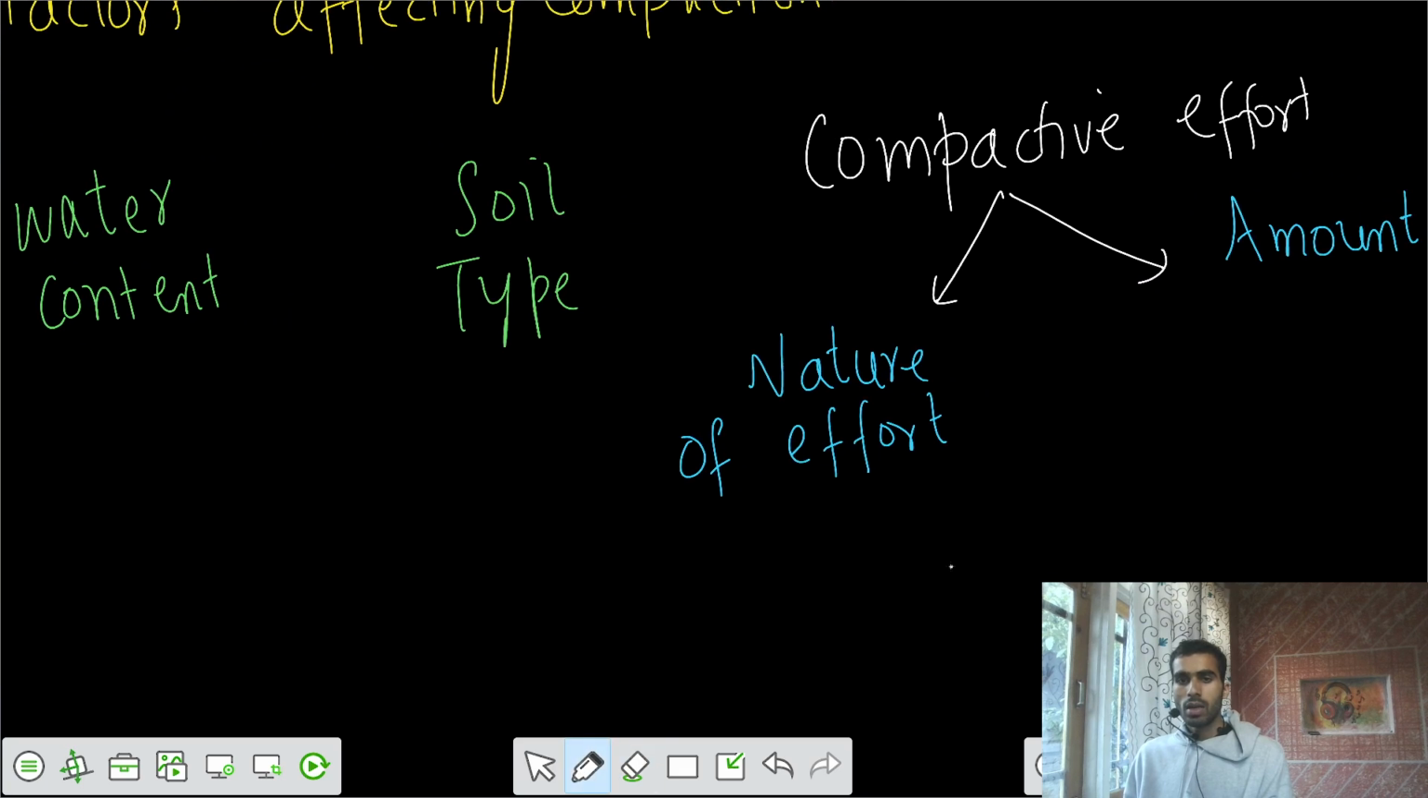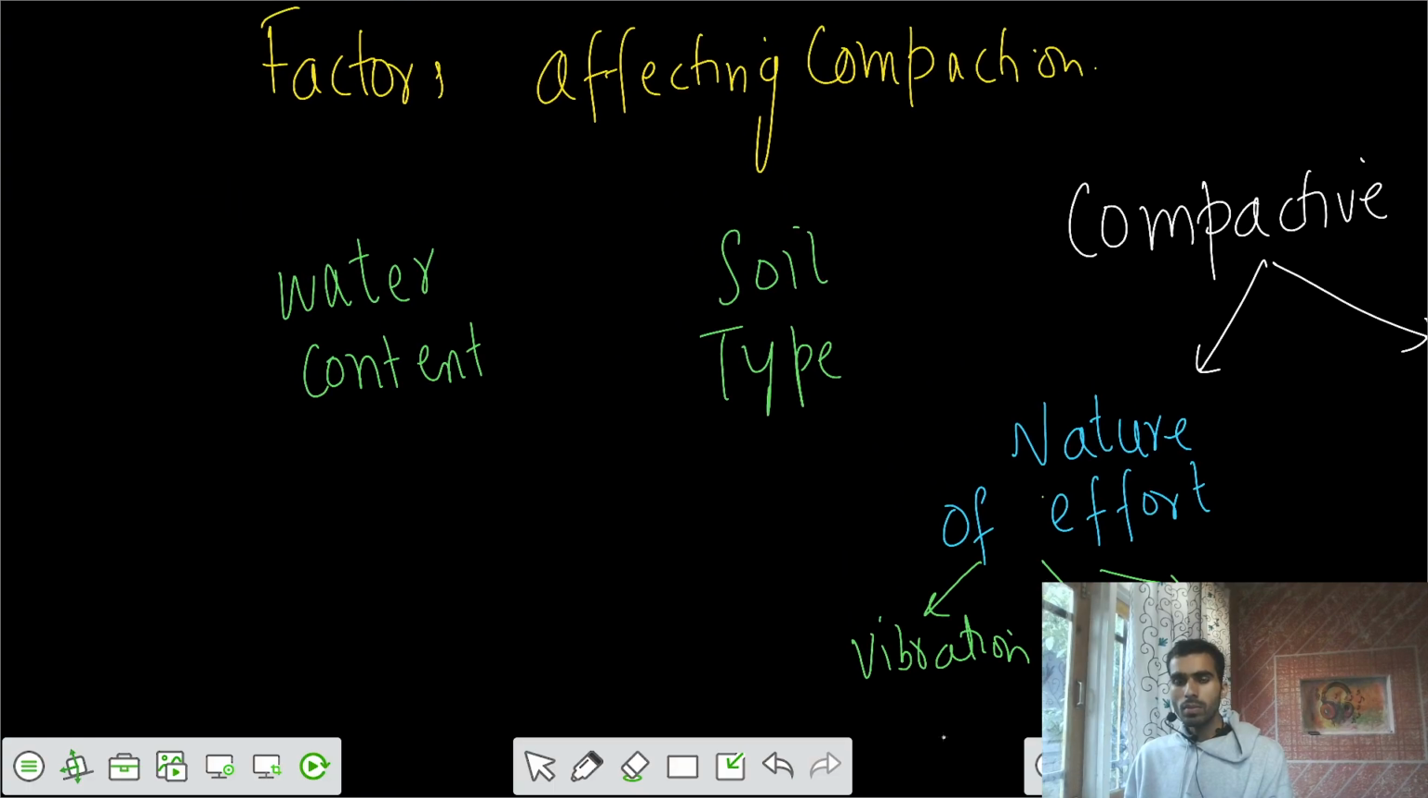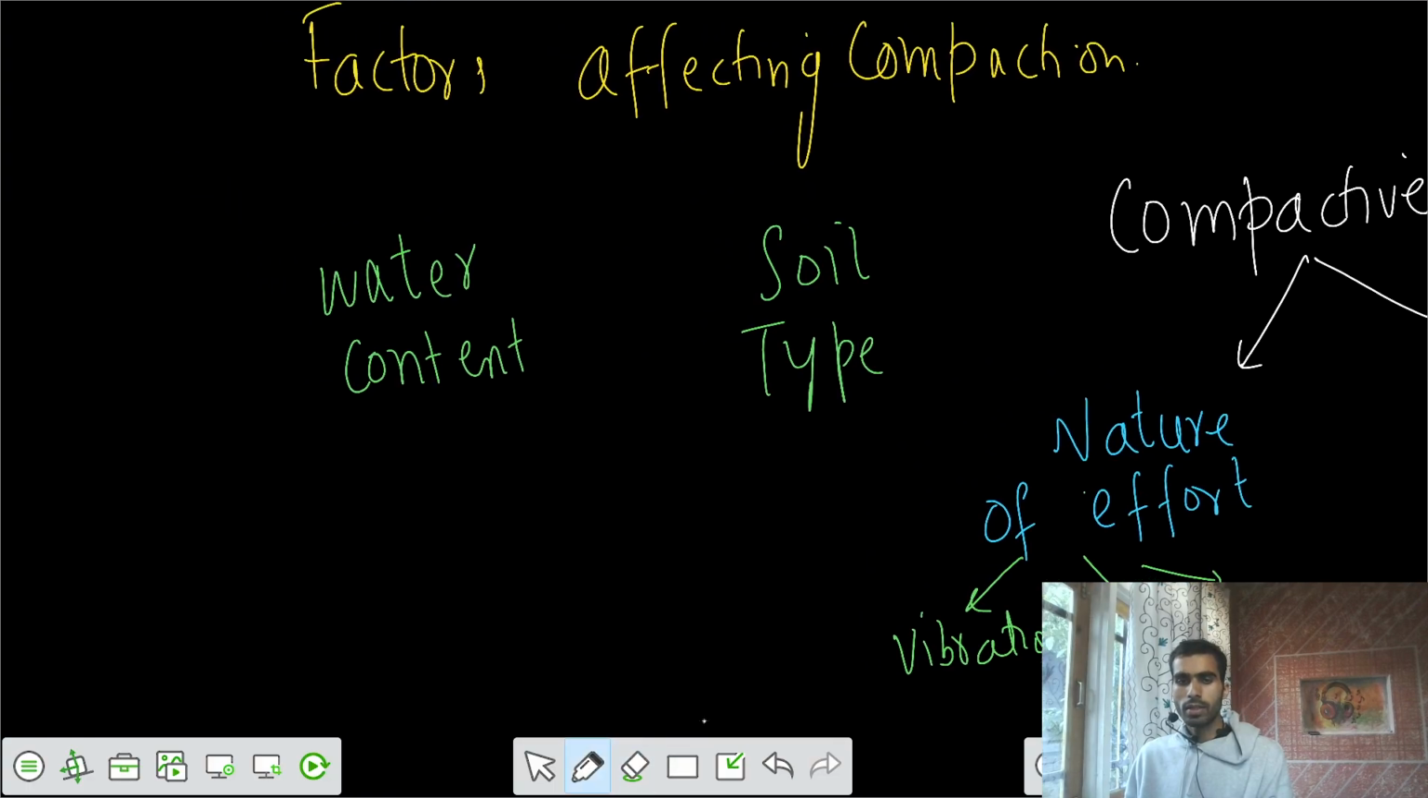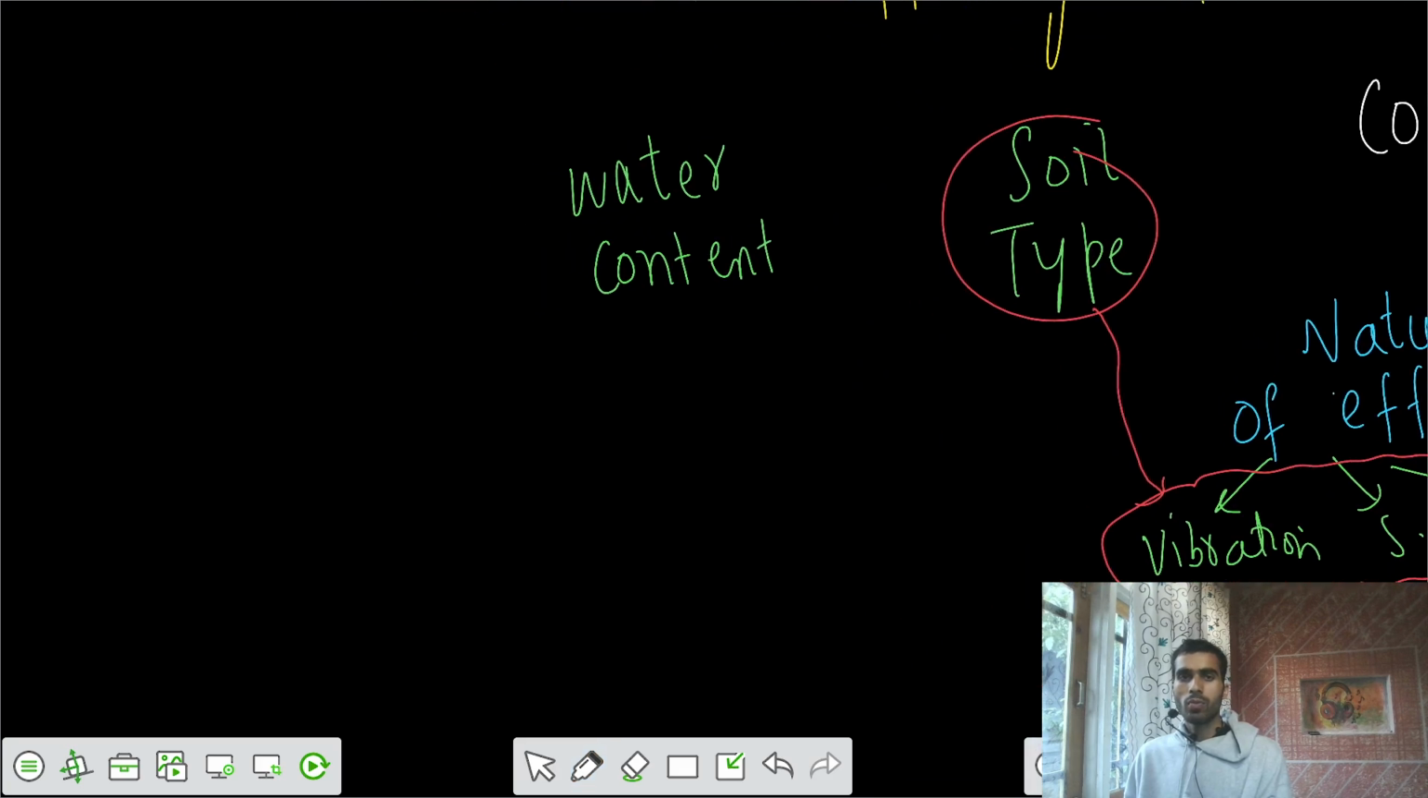That means for a particular kind of soil, we are going to compact the soil either by vibration, or by static pressure, or by any other method. We have n number of methods for compaction. That is the nature of effort, and it is actually a function of soil. So for a particular kind of soil, the suitable method is taken accordingly from these natures of effort. Okay, so let's talk about the water content.